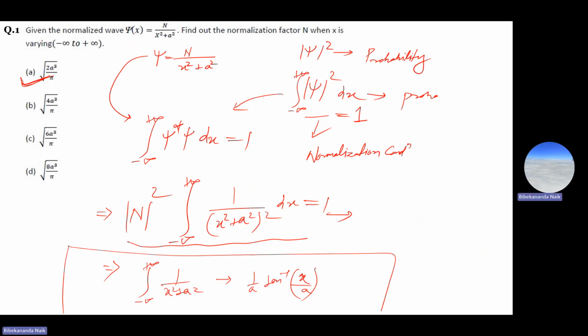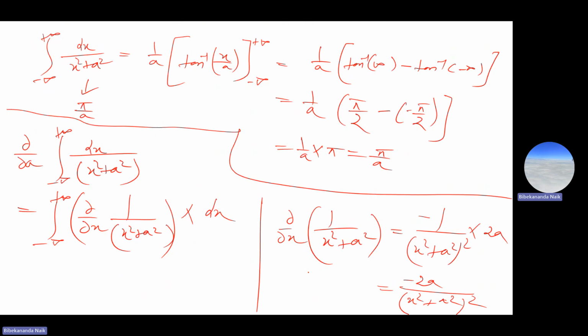So the integration value of 1 by (x² + a²), we know it, but here in the denominator there is a square of x² + a². So first we will take the value of this integration, which we know is 1 by a tan inverse x by a. So this value comes out to be pi by a. Now if you take the derivative on both sides, this term becomes (x² + a²) whole square, and there is another term in the product which is minus 2a because we took the derivative.